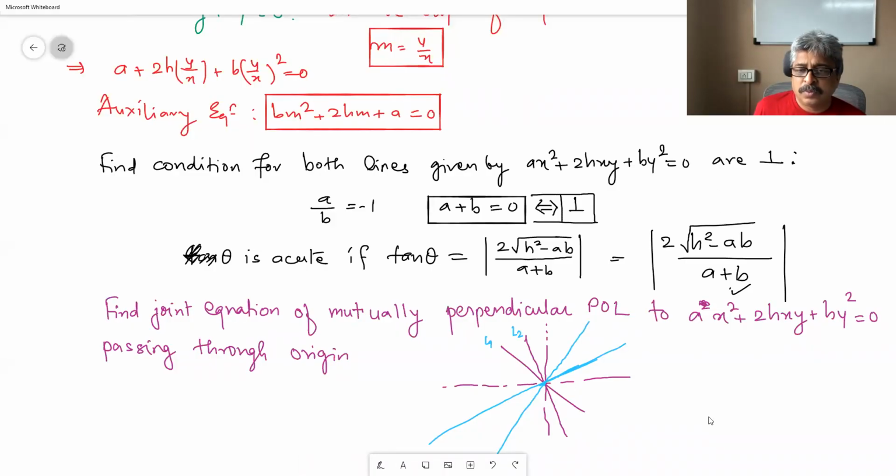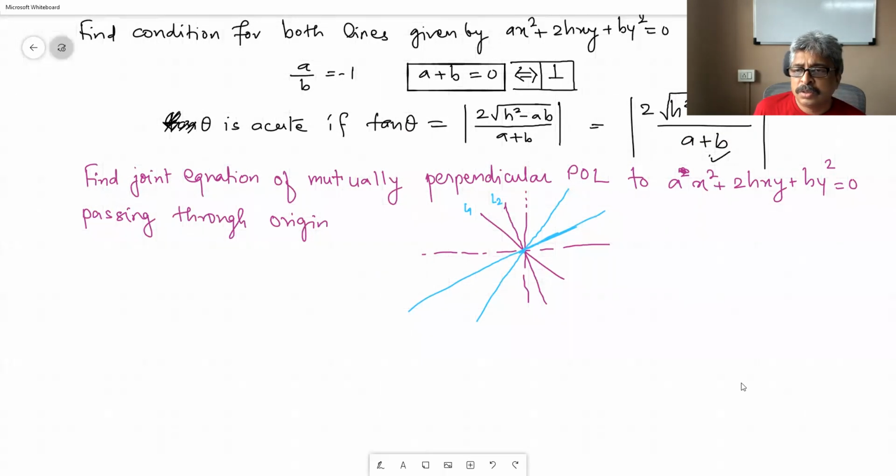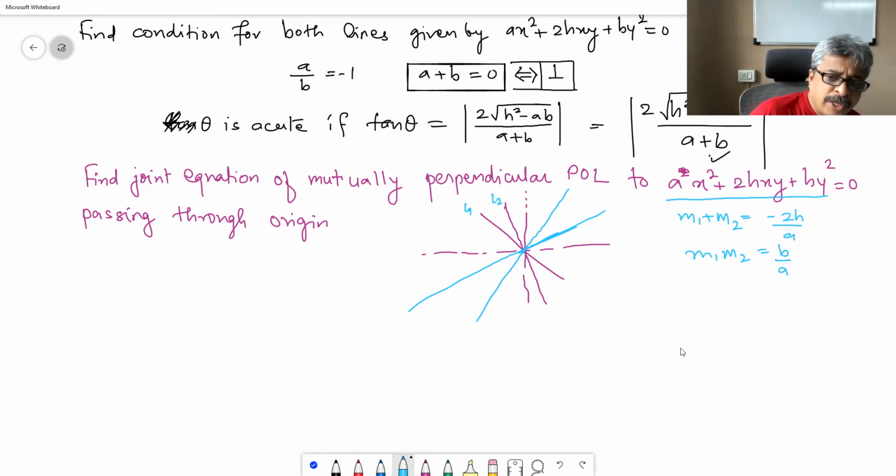Now, L1 and L2 are given to you, so you can find out the slopes. As far as this equation is concerned, m1 plus m2 is equal to minus 2h by a, and m1 m2 is equal to b by a. This is the information we have.